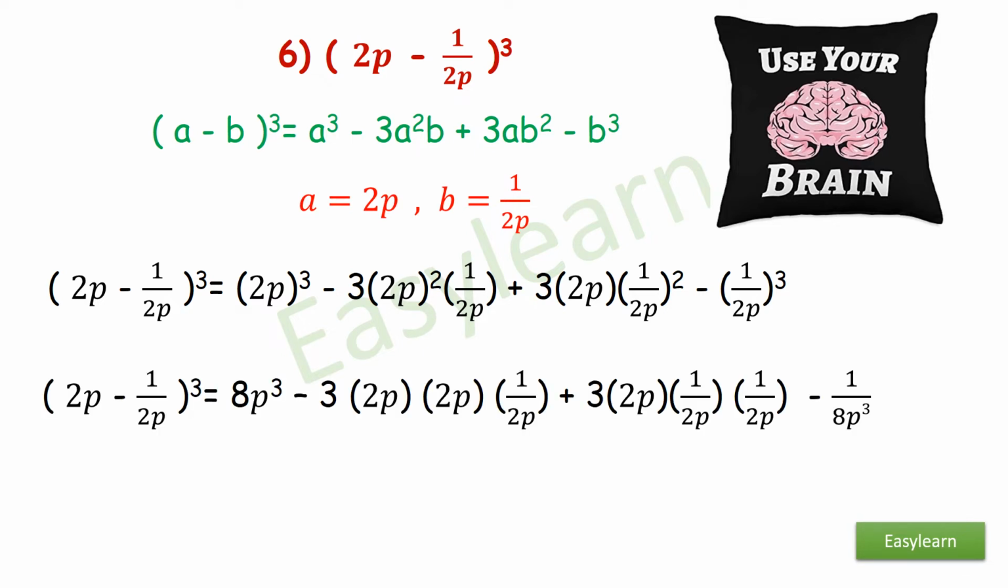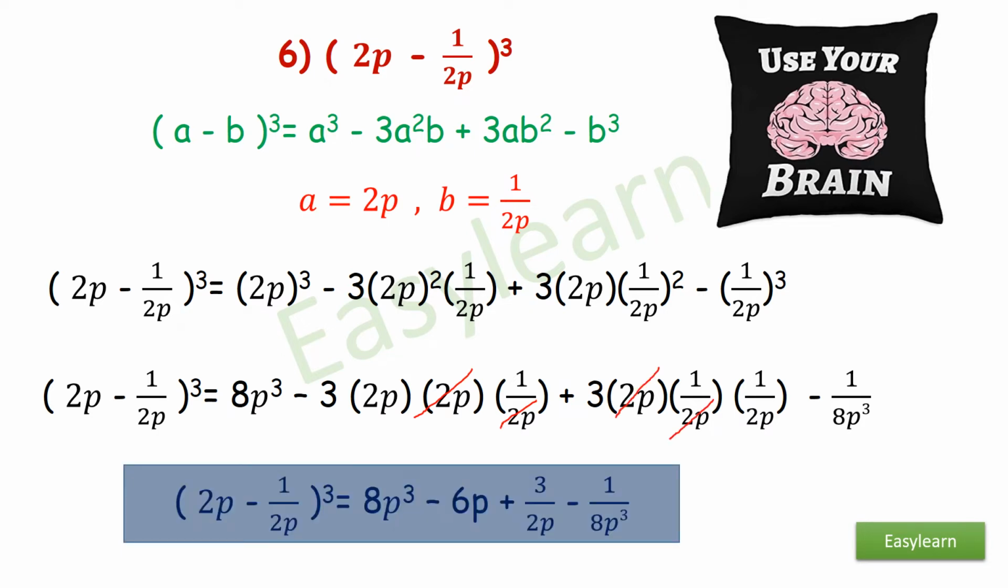whole cube. So I can even write it as 8p cube minus 3 into 2p into 2p into 1 upon 2p plus 3 into 2p into 1 upon 2p into 1 upon 2p minus 1 upon 8p cube. These terms will be cancelled. This term gets cancelled. So you get 8p cube minus 6p plus 3 upon 2p minus 1 upon 8p cube.